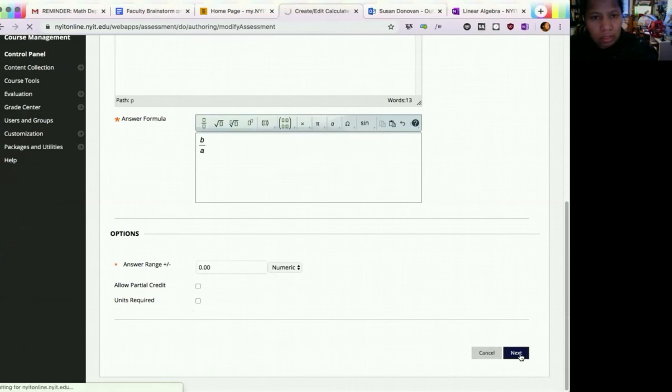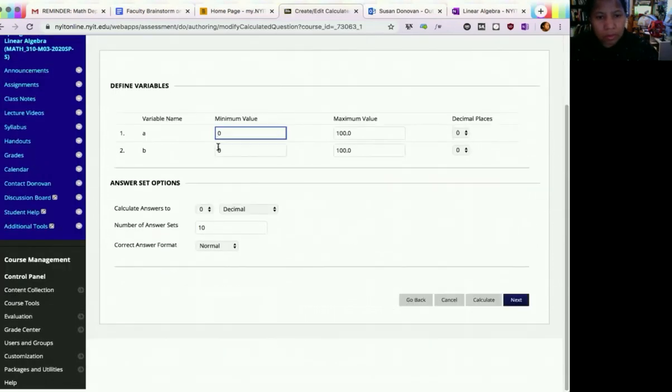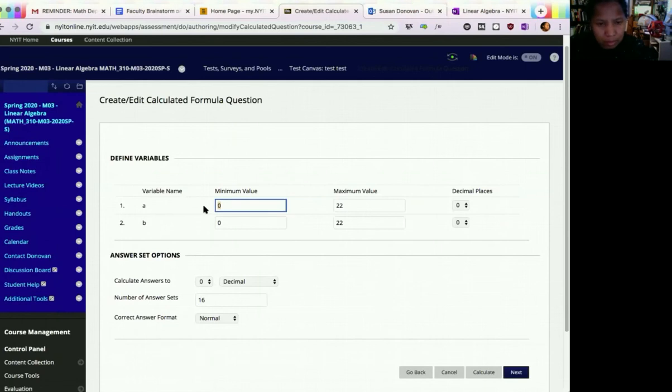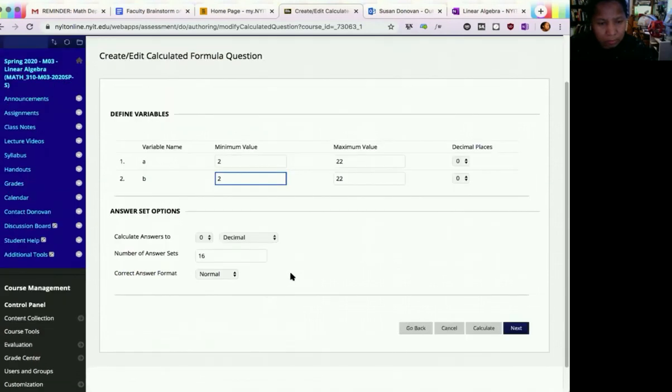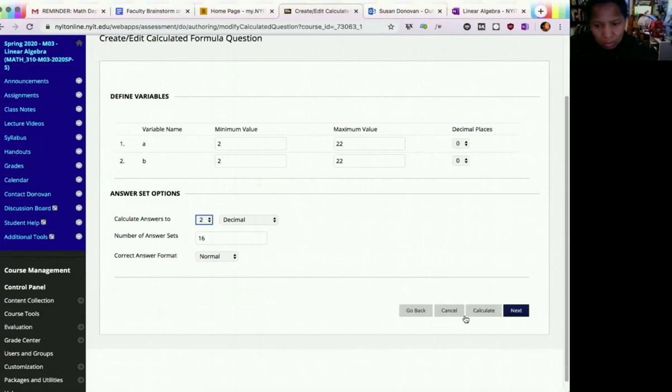So now we click next, and we're going to be able to select the values that will be available to the students. I don't want A to be 0, so let's make it at least 2. And let's do the same for B. We'll start them both at 2. Let's calculate our answers to 1 decimal place, and we'll do 2, as long as we can do whole numbers. And now let's calculate them.